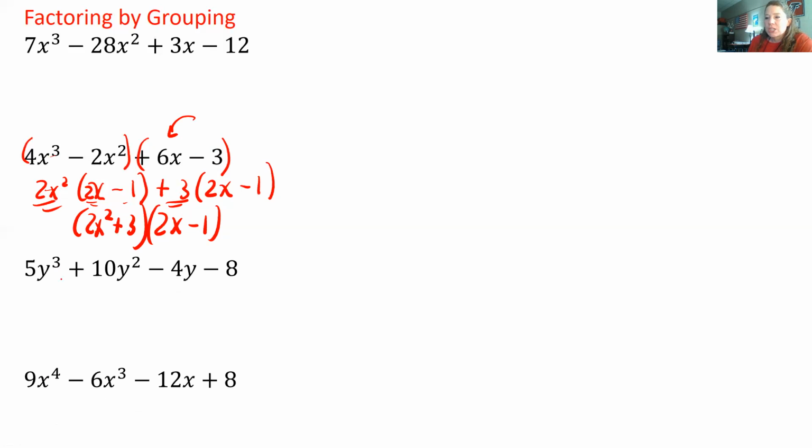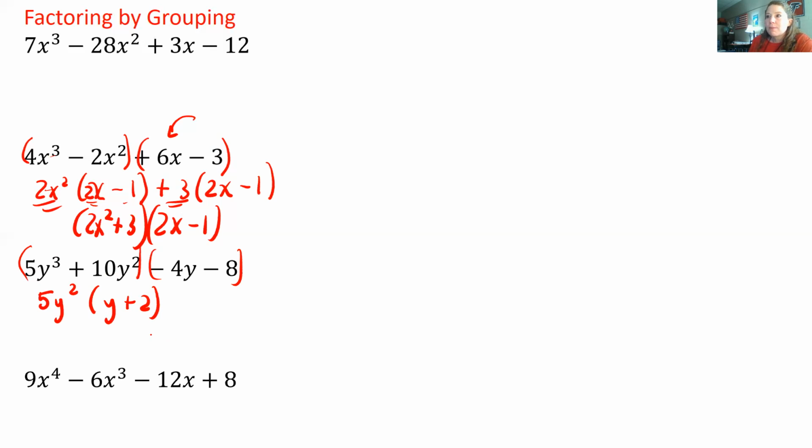All right, we're going to check all 4 terms. Do all 4 have anything in common? Nope. So we're going to group these. So we're going to divide both of them by 5y squared. 5y squared is our greatest common factor of the first 2 terms. So that leaves a y. And then this would be plus 2.